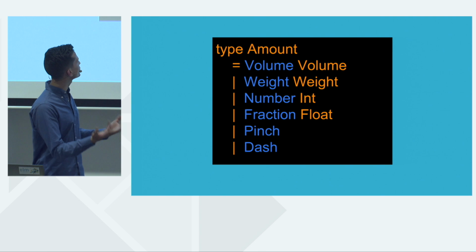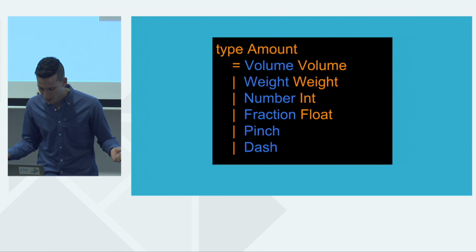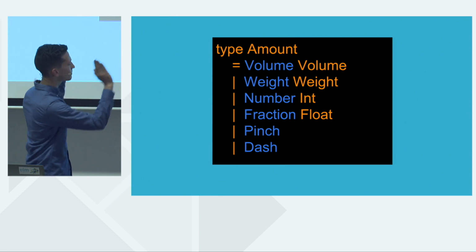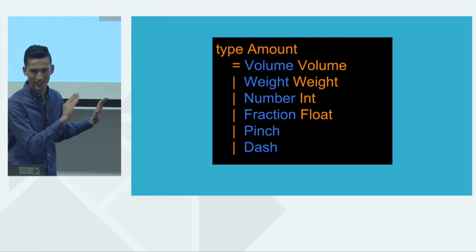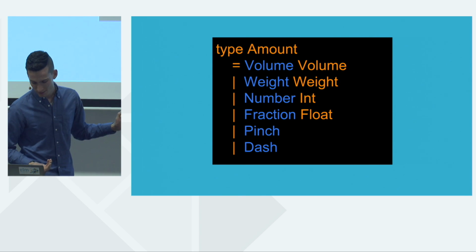You can have a number of things, you can have a weight of things, you can have a volume of things, you can have a fraction of things, which is represented by a float. And the point is that just by looking at this type definition and seeing it applied to different things in the code, you know about the shape of what you're dealing with, right?